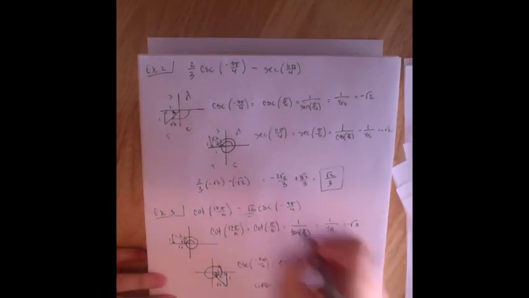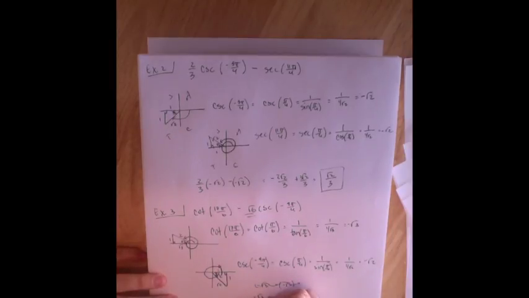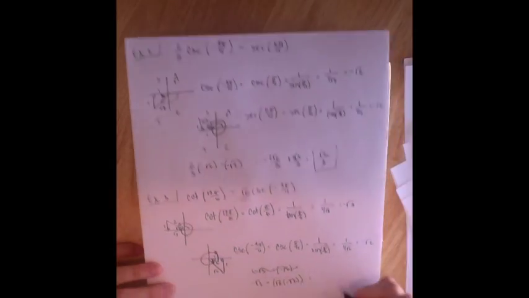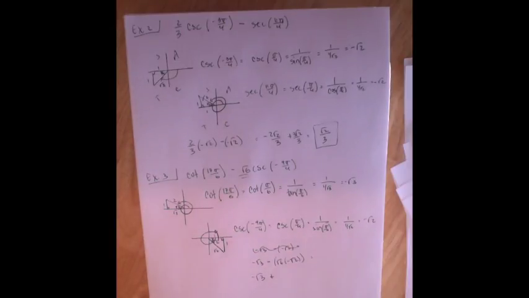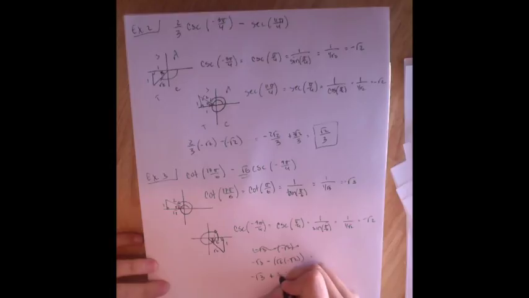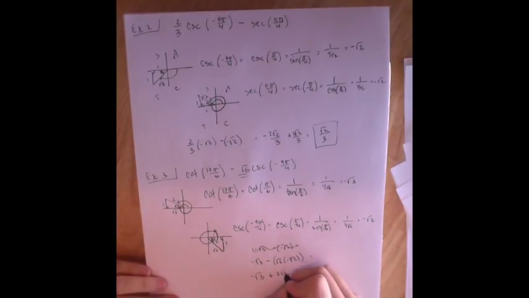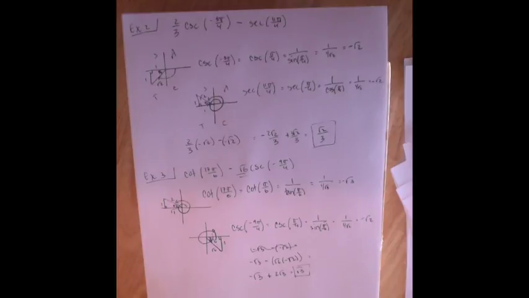I forgot to multiply it by root 6. We have negative root 3 minus root 6 times a negative root 2. So this gives me negative root 3 plus root 6 times root 2 gives me a 2 root 3. So this gives me a 1 root 3.